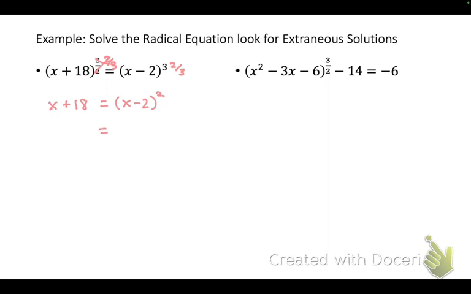So what do I get when I square? x squared plus 4 minus 4x. Minus 4x. Oh yeah, I know. Plus 4. This chair is so bad.